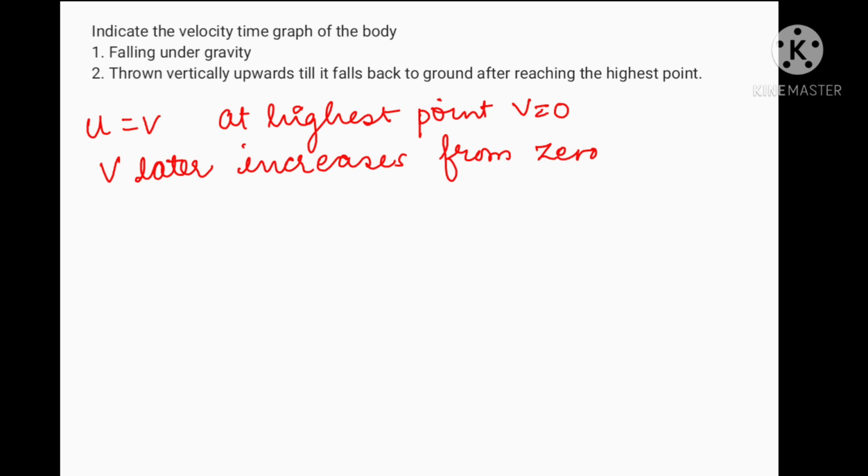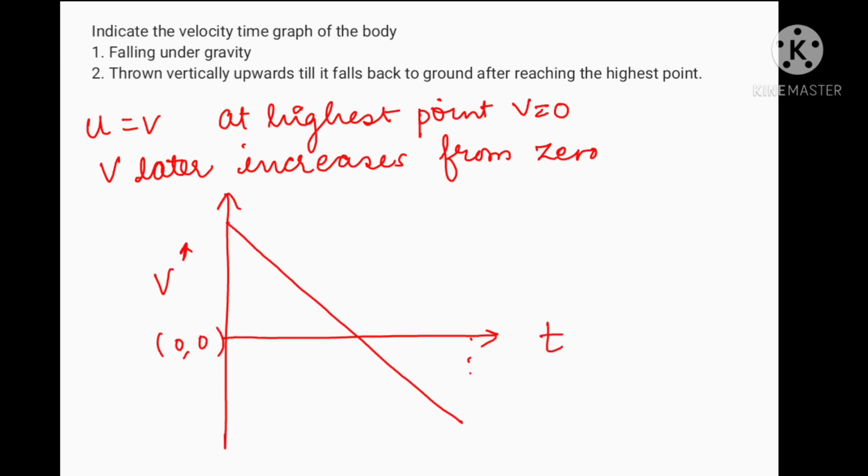equal to 0, which would keep decreasing till it reaches the highest point. It would be 0 at the highest point and it again would increase, but in the negative direction when the body starts falling back to the ground. So our graph for the given condition would look like this.